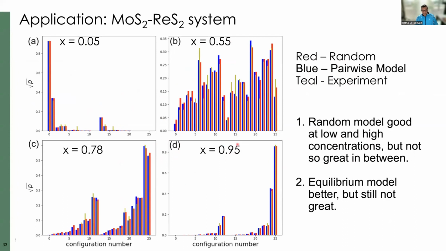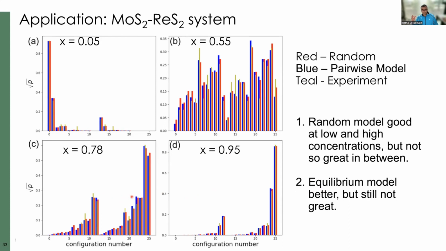It's not perfect, but it is certainly better than random, right? So it's exactly what we would expect. We don't expect there should be random fluctuations here. There should be some kind of interactions between these particular molybdenum and rhenium atoms. And therefore, we do find that there is a better match for this pairwise model. However, of course, everything is within experimental uncertainty.